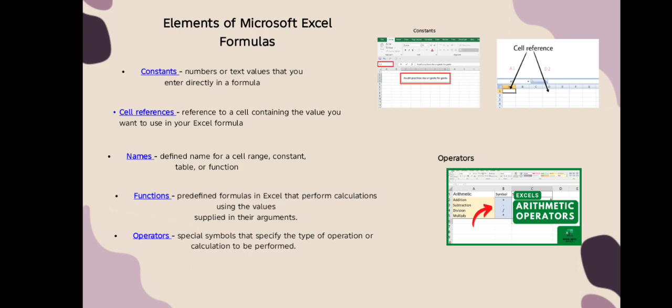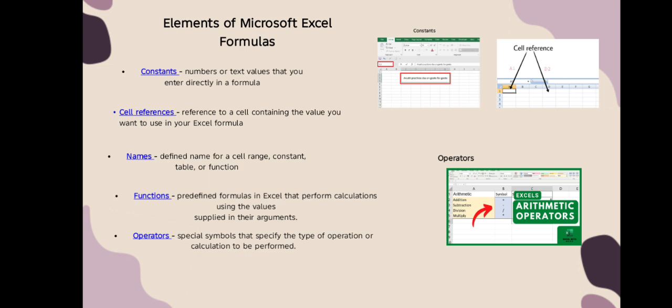Fourth is functions. These are predefined formulas built into Excel. They perform complex calculations automatically. Examples are sum, average, max, and min. You just provide the values or cells needed and the function does the math for you.